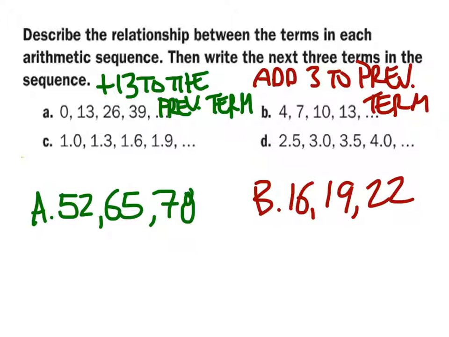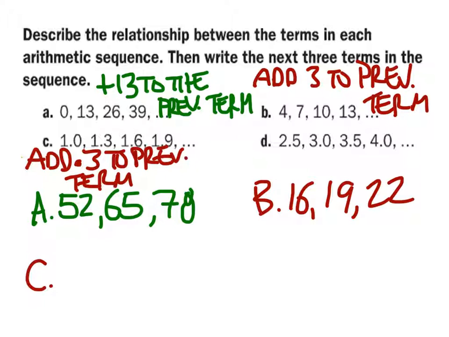All right? What about C? What are we doing there? Jackson? You're adding 0.3 to the previous term. Very good. So who will tell us what the next 3 terms are for C, please? Caden? 2.2, 2.5, and 2.8. Very good.